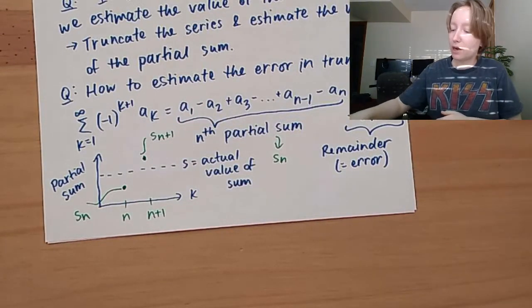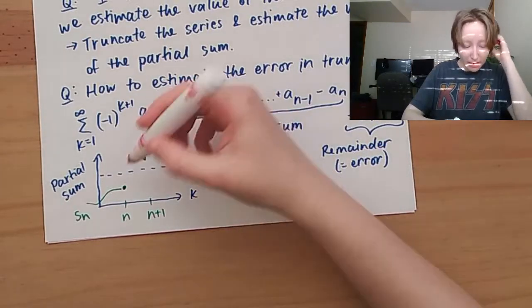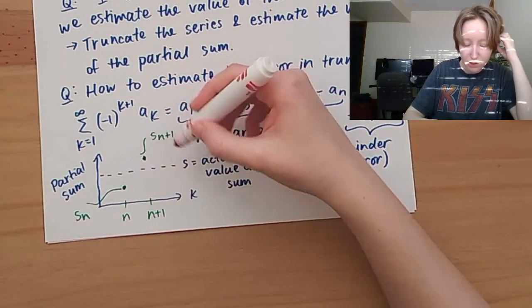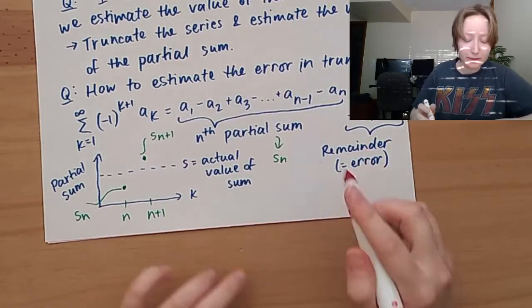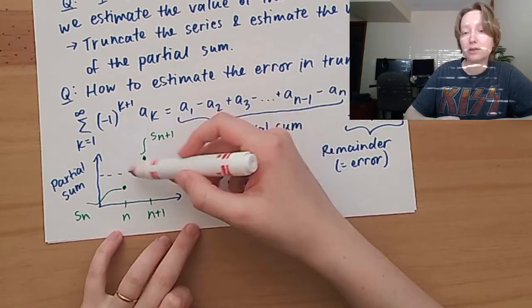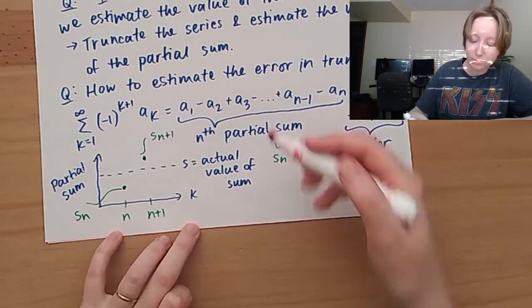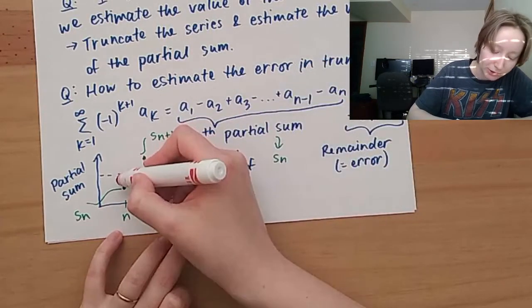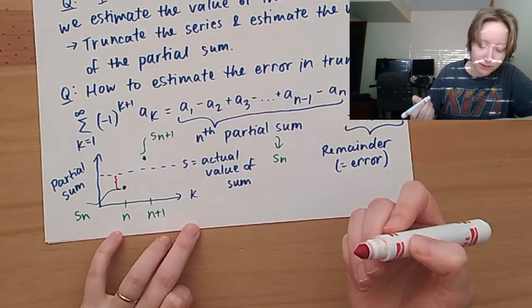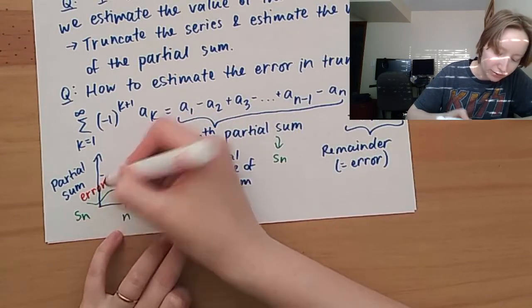So what do I want to look at? I want to look at the difference between S sub n, S sub n plus 1, and then S, because I can come up with a relationship that is between all of these differences. So what is the actual error? The actual error is between the nth partial sum and then S, the actual value of the sum. So I'm going to put this difference here in red. So this is my actual error that I'm looking for.